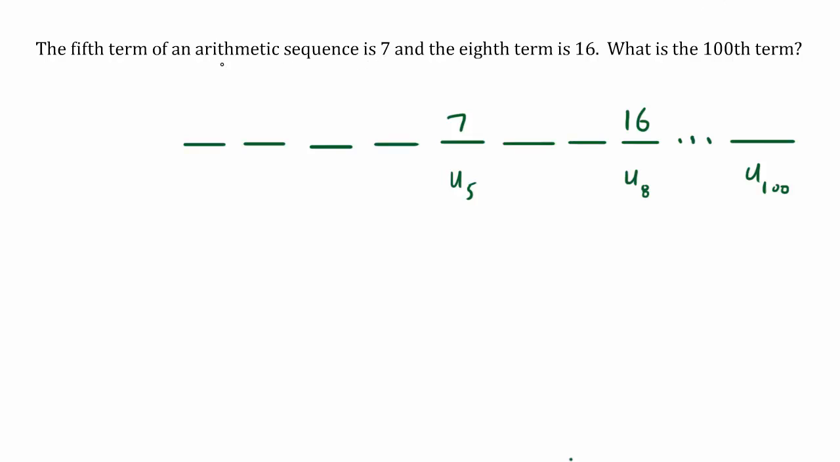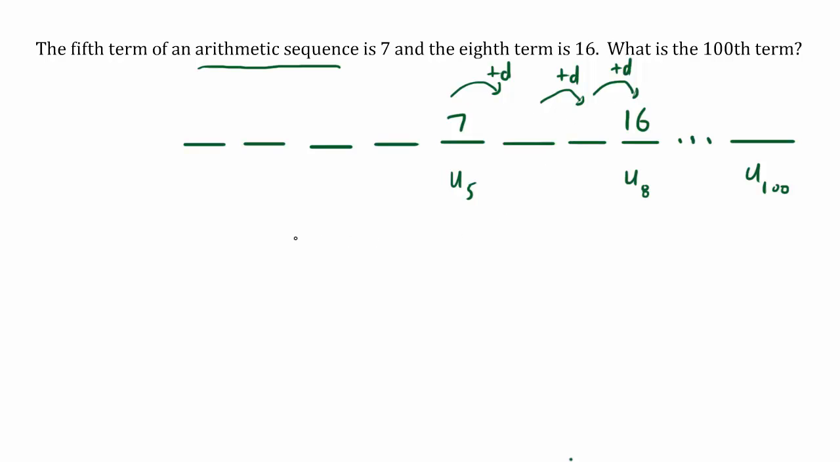Now, because this is an arithmetic sequence, we know that we're going to be adding D here. This is plus the difference. We're going to be adding D to go to here. This is another plus D. And then we're going to be adding another D to go from here to here. We're going to be adding 1, 2, 3 jumps.